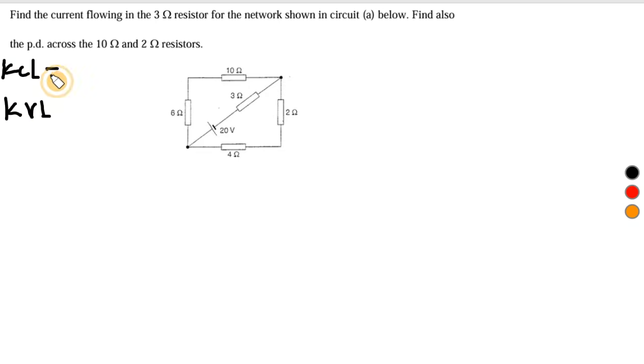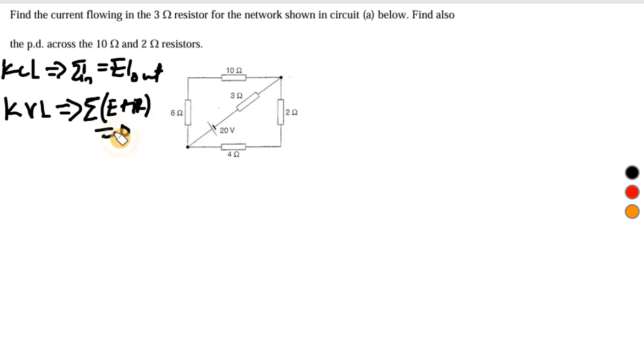Kirchhoff's current law states that the sum of the current that enters a junction should equal the sum of the current that leaves the junction. And Kirchhoff's voltage law states that the sum of the EMF and potential difference in a circuit should equal 0.